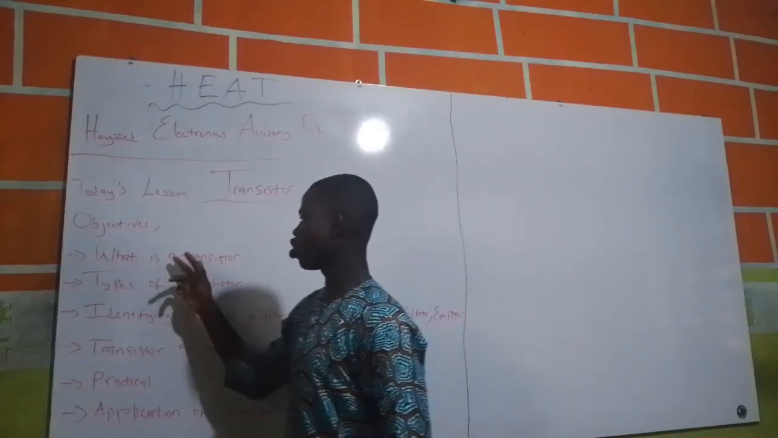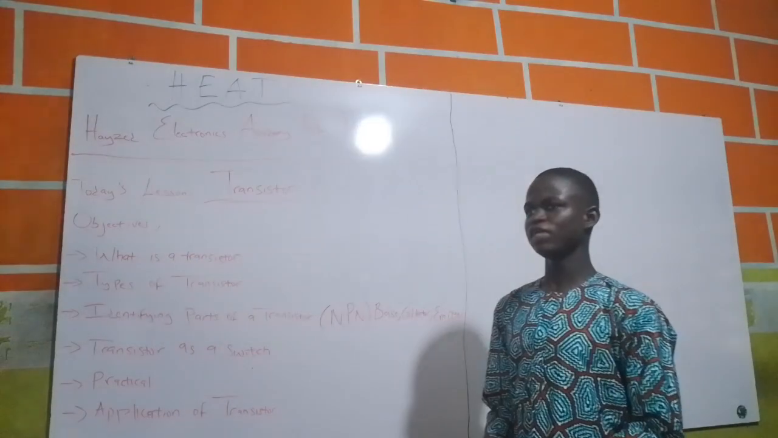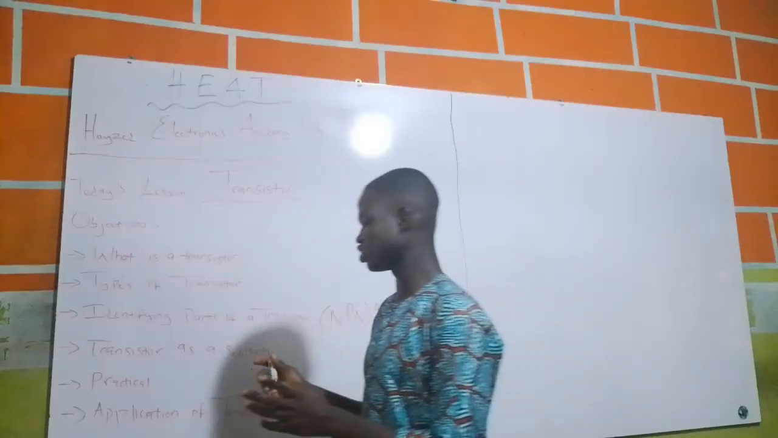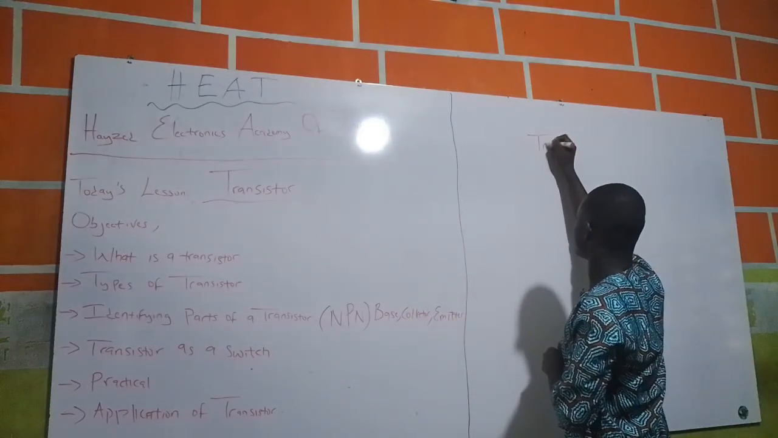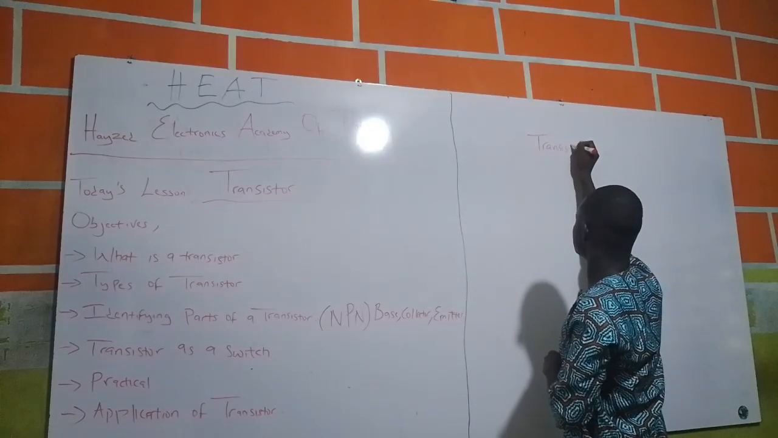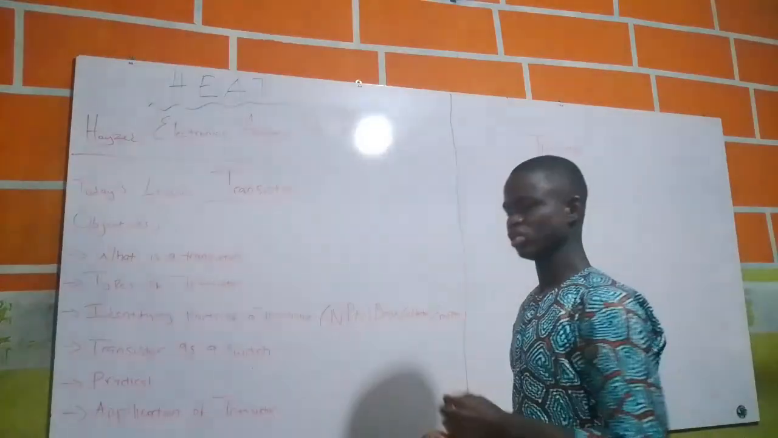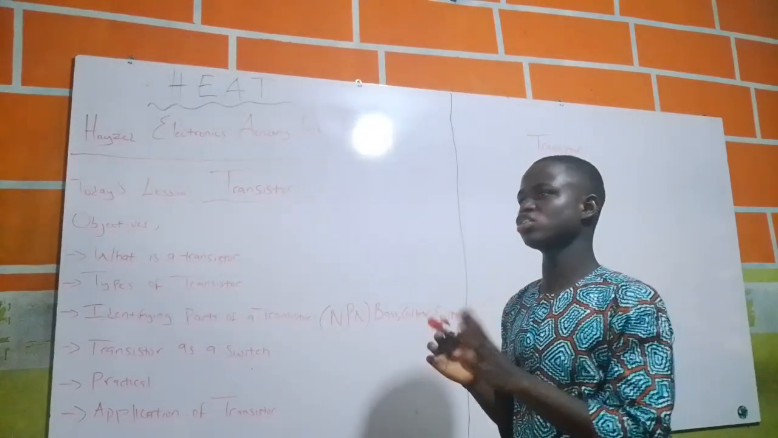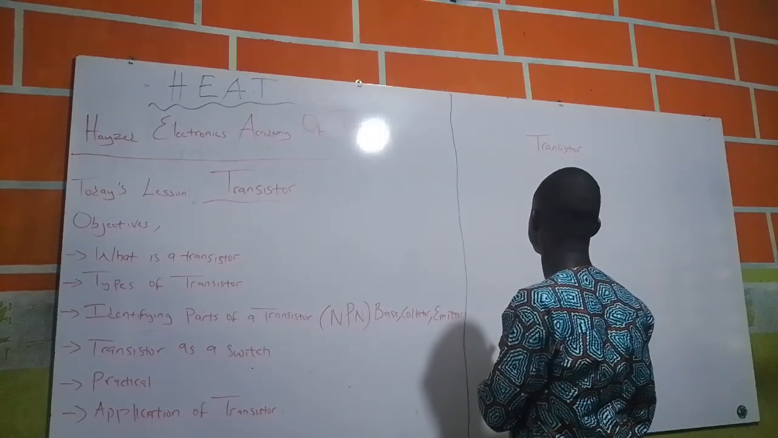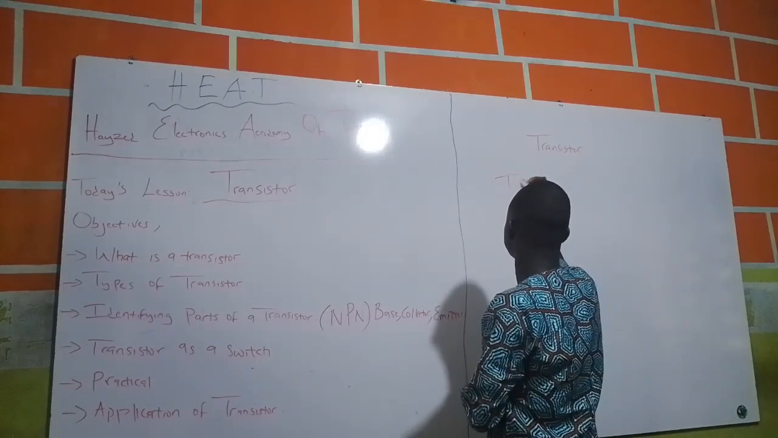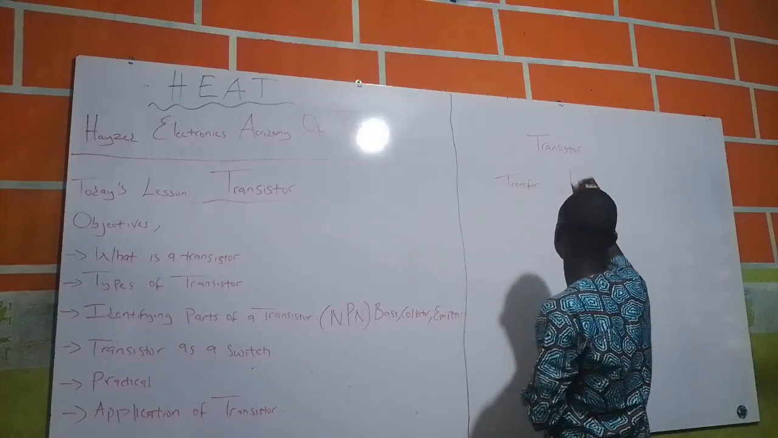First thing is, what is a transistor? Now, since you are new to electronics, you might have been hearing the word transistor, and you'll be like, what is this word? Before I actually define what a transistor is, we need to break down the word. In this word, we have two things: transfer and resist.